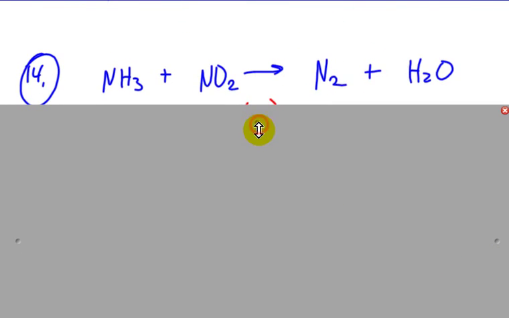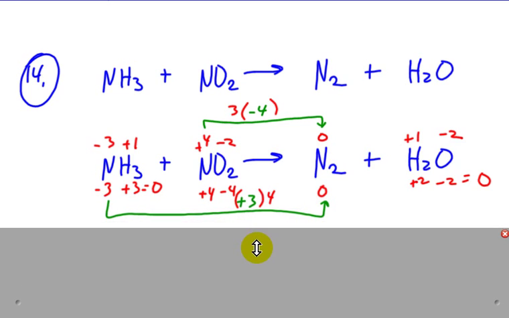Okay, if you had an opportunity to do that, this is what you would have found out. So -3, +1, oxygen is more electronegative than nitrogen, so -2, +4, etc. Nitrogen goes from -3 to 0, so it's getting more positive. It's losing electrons, so that's oxidation, and that difference from -3 to 0 is +3.